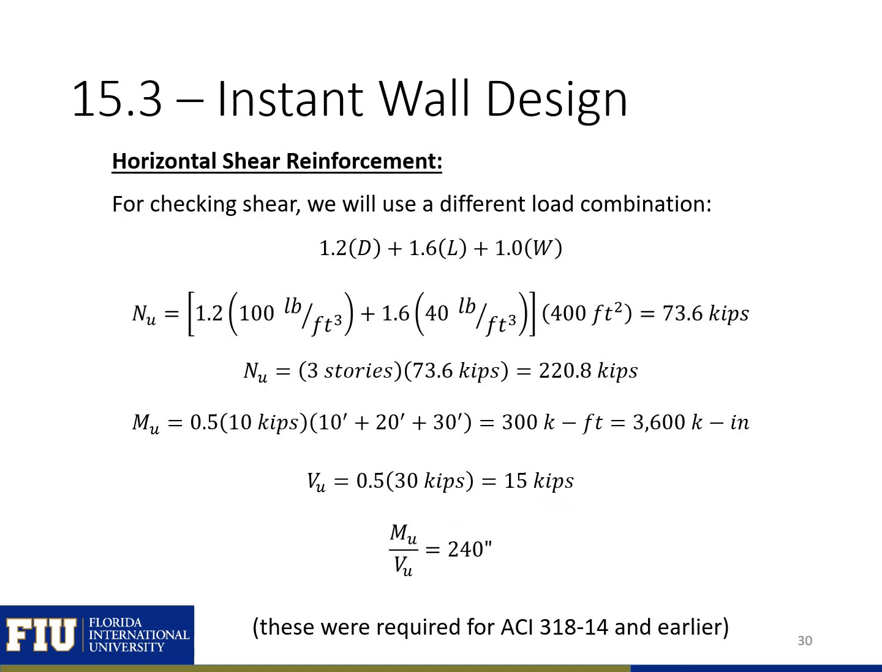Next, we need to check our horizontal shear reinforcement. You can see here I found the axial load, moment, and shear demand using a different load combination than we did before. But anyway, the only value that we'll need for the current ACI 318 is our shear. For ACI 318-14 and earlier, you also needed the axial load and moment when you were calculating the shear capacity. So that's why I'm showing them here. Anyway, our shear demand on our walls is going to be 15 kips.